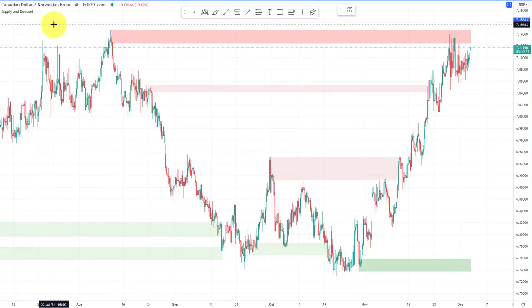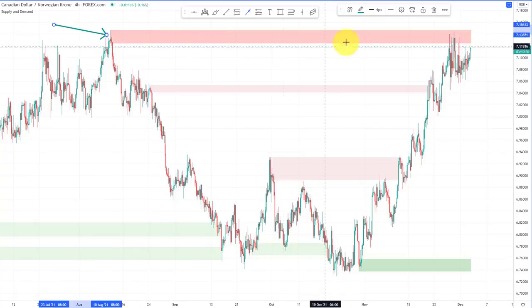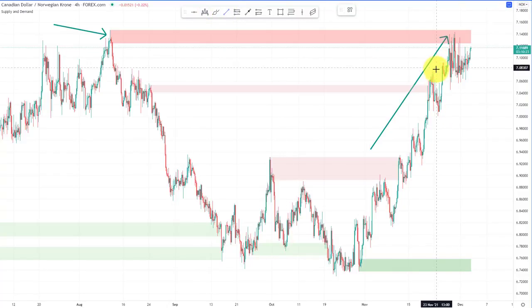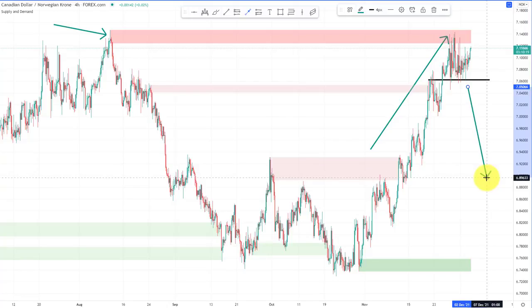And the way you use it is generally once you have identified a supply and demand area, you will wait for the price to get back there, and then you look for patterns, trade ideas, breakouts for example, to then time your trades away from a supply and demand area.